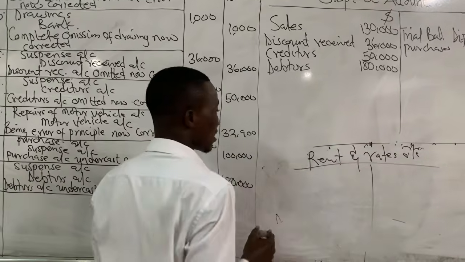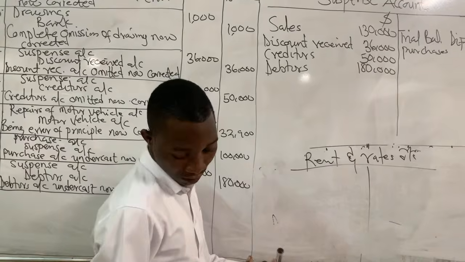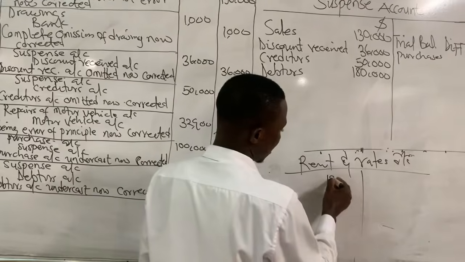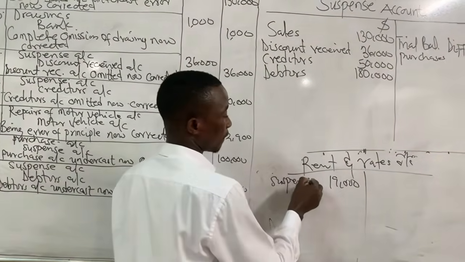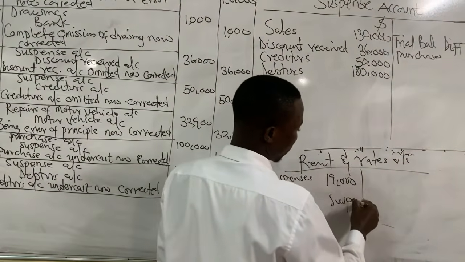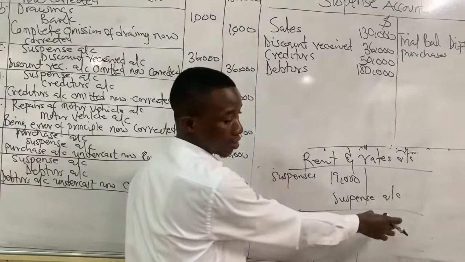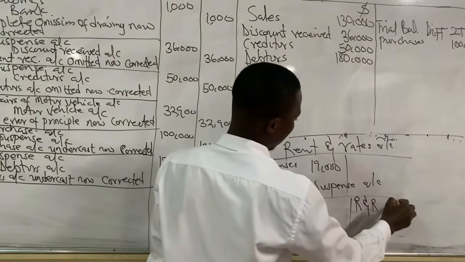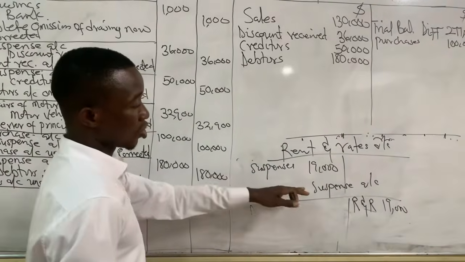It is an expense. Rent and rates is an expense, and it has a debit balance. Okay, and the account has been undercast, so we top it up. That is $19,000 in the name of suspense. Then the corresponding entry will be the suspense account. Debit rent and rates, credit suspense account, $19,000. Okay, suspense account is involved.